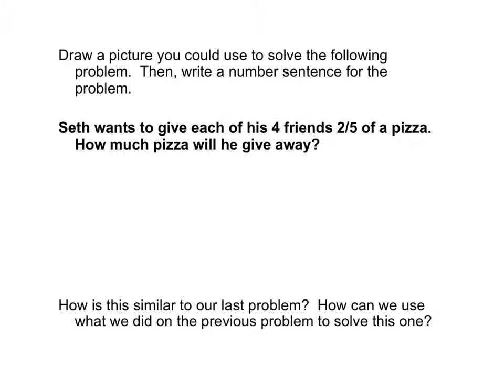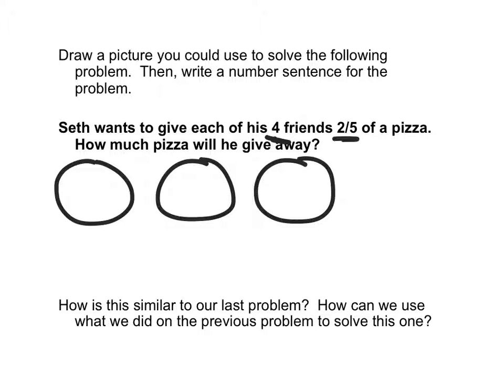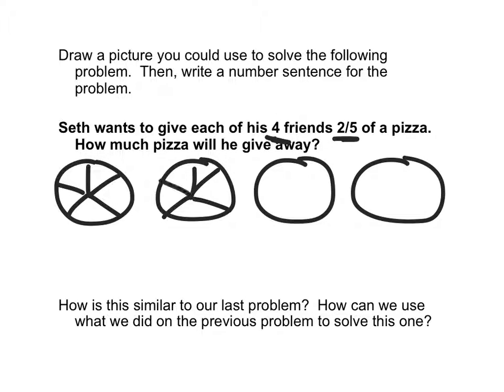In this problem, Seth wants to give each of his 4 friends 2/5 of a pizza. So we know he has 4 friends, and they're each getting 2/5 of a pizza. How much pizza would he give away? Since we know Seth has 4 friends, I'm going to draw out their 4 pizzas. Since each friend is getting 2/5 of a pizza, I'm now going to take each pizza and split it into 5 parts.